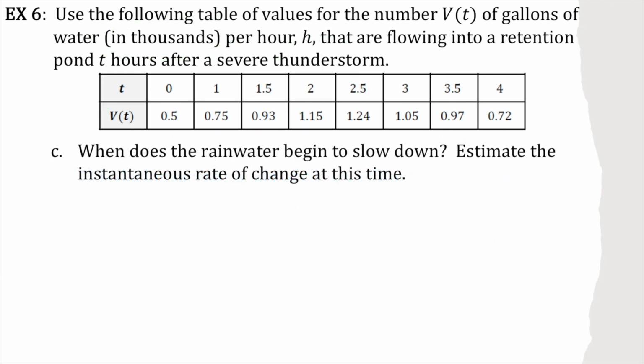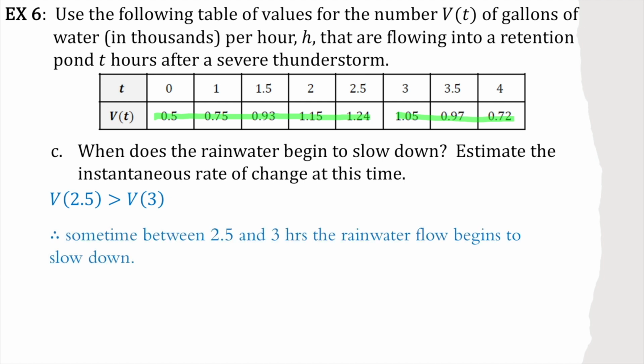When does the rainwater begin to slow down? And estimate the instantaneous rate of change at this time. So look at the table. What's going on there? When does it start to slow down? Well, it's increasing, increasing, increasing, increasing. Aha. Now it looks like it's decreasing. V of 2.5 is greater than V of 3. So somewhere between 2.5 and 3 hours, the rainwater flow begins to slow down.